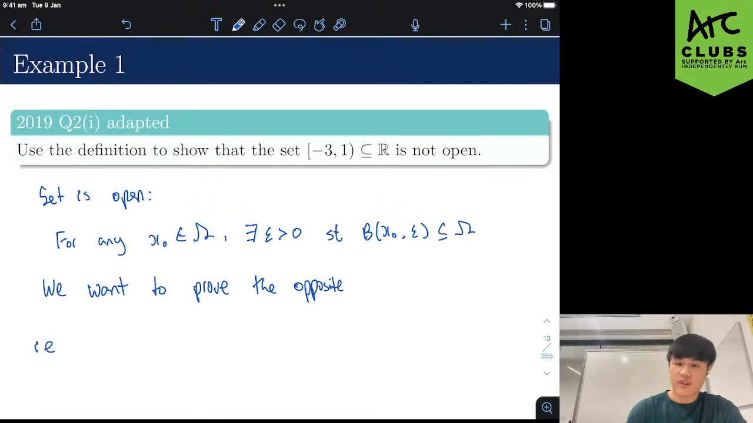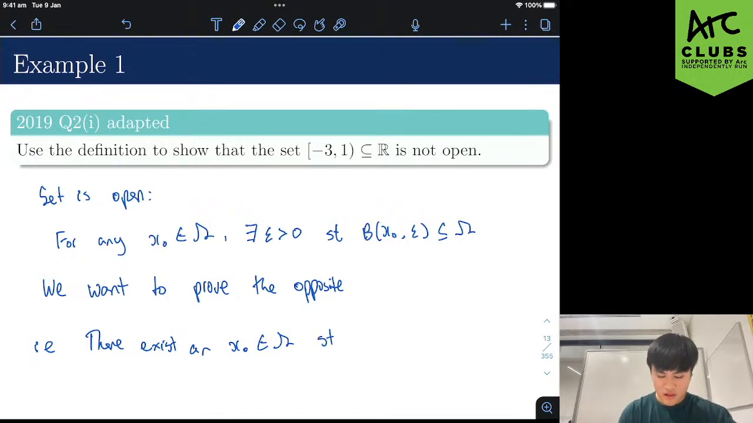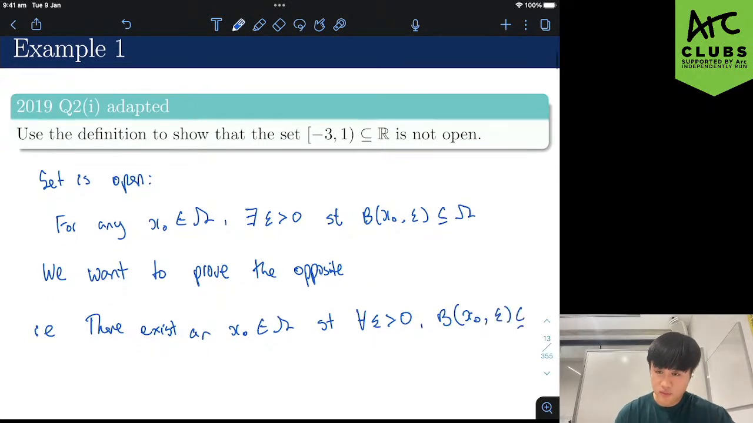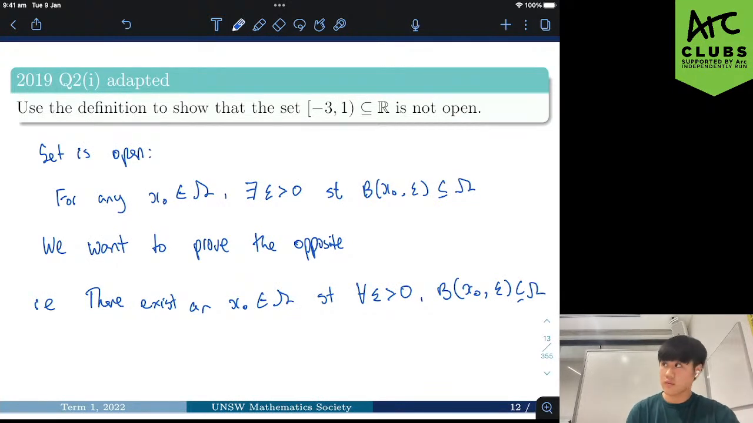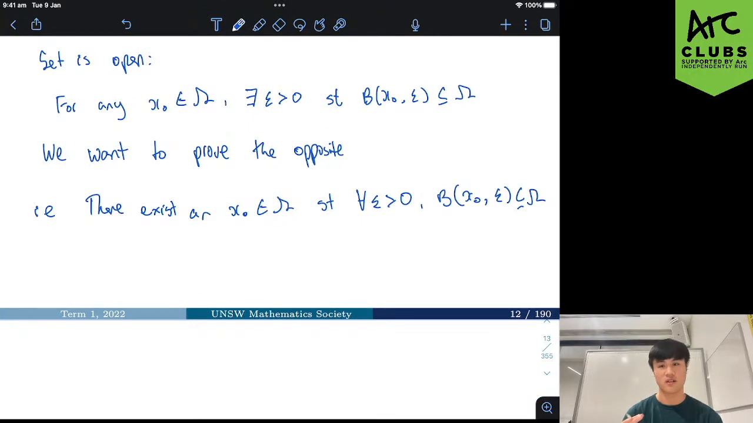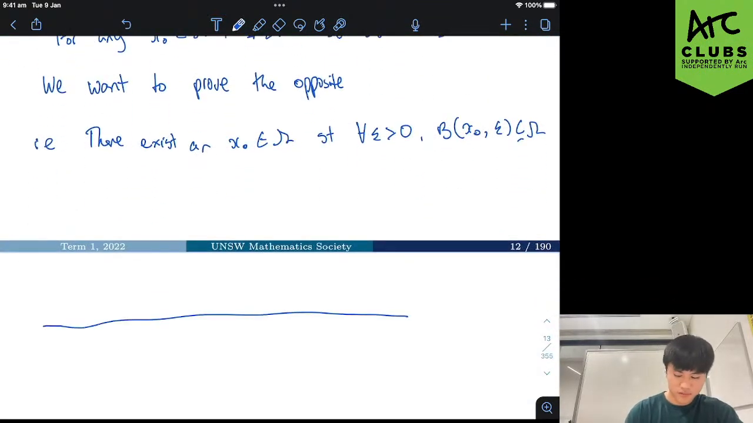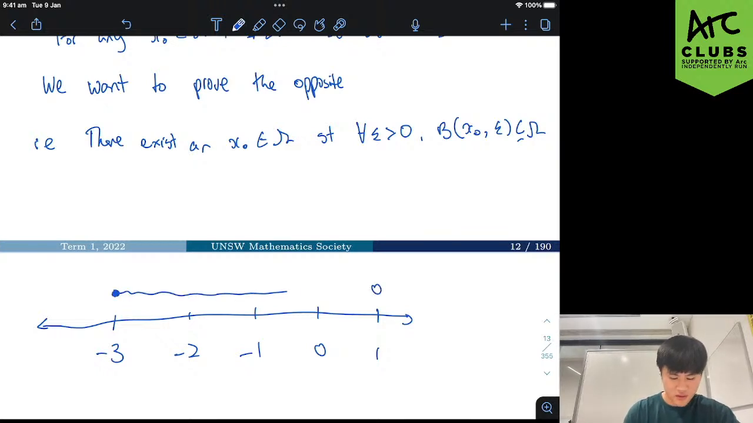And what that means is that there exists an x naught, which is inside omega, such that for any epsilon we choose larger than 0, there exists a ball around x naught which is not included in omega. I guess this can be seen if we were to do this graphically. Let's draw this. The set from -3 to 1 looks like this on the number line, and it goes from -3 to 1.